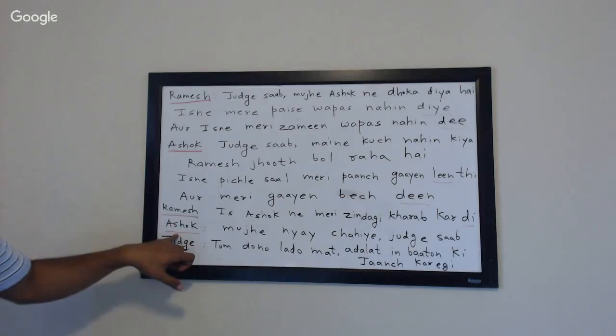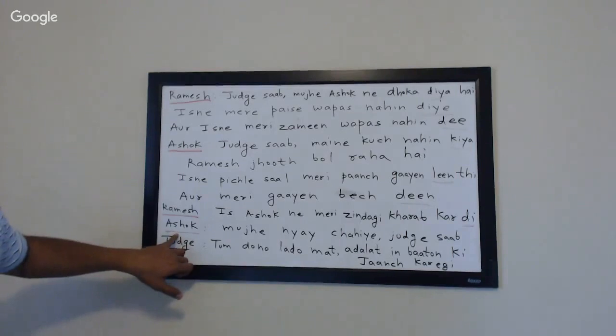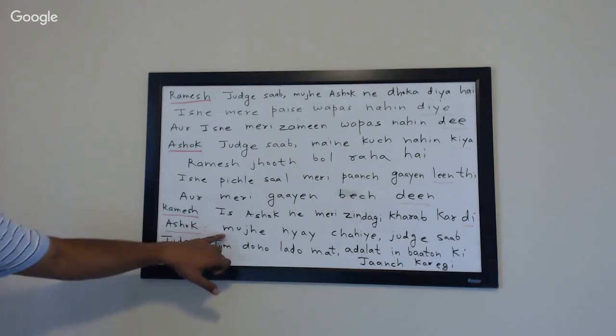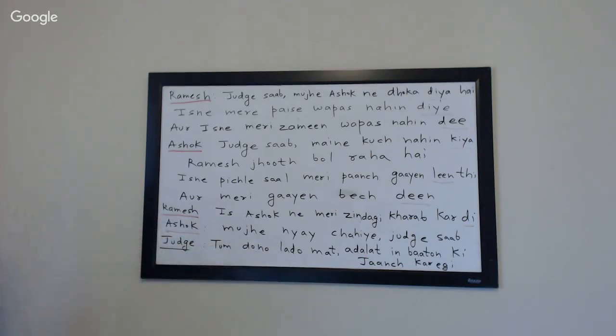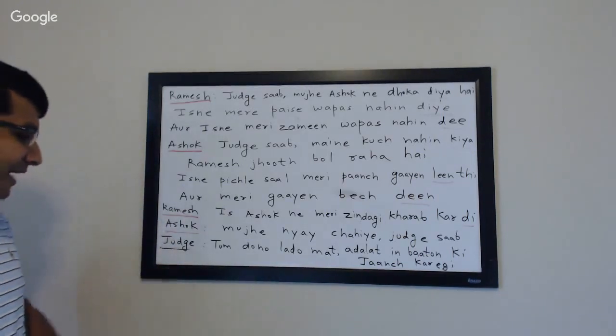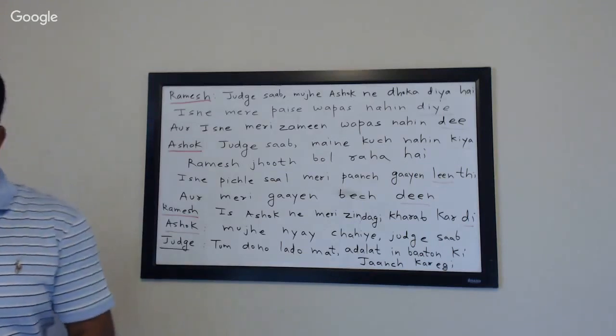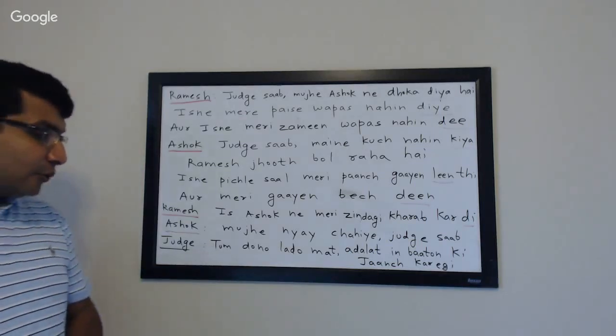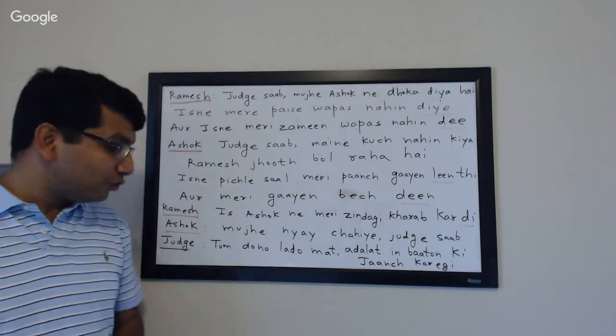Read this line. Can you read it? You may have to unmute yourself. Yep, you are already. Ashok, मुझे न्याय चाहिए जज साब. So he said, I want justice. Very good. I want justice or I need justice, Judge Saab. And then finally, the Judge. You are new, so I'm not going to put you on the spot. I'm going to do this. Judge is saying, तुम दोनों लड़ो मत. Like, both of you, do not fight.